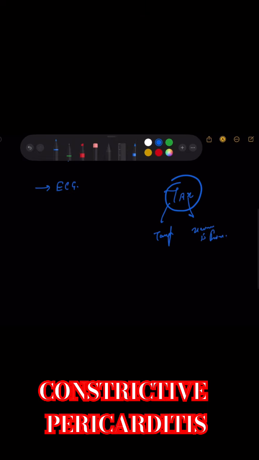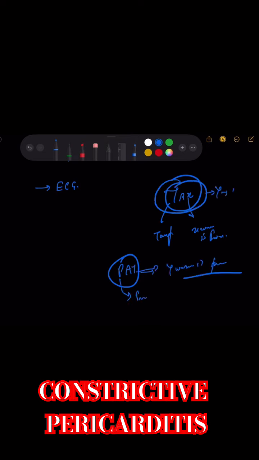This is for tamponade. Now for pericarditis, it is PAY, pay. P for pericarditis, Y for Y wave is prominent. In tamponade, the Y wave will be blunt. So just remember, if Y is blunt, then it is tamponade; if Y is prominent, then it is pericarditis.